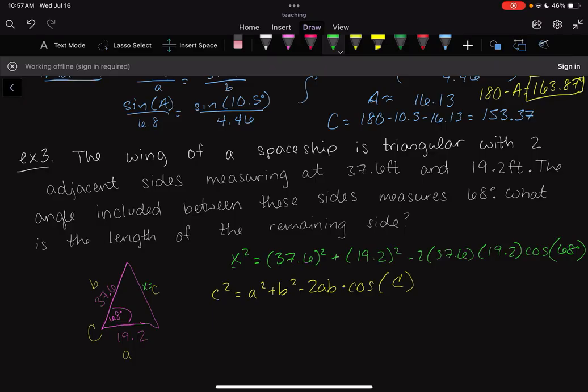So whatever kind of strategy you like, if you're really strict on using the formulas, that is okay. Whatever works for you. And so I'm looking for that x or c, whatever we want to call it in this case. So I'm going to take the square root of both sides. And I get x is equal to, and then I'm just going to plug all that other stuff in.